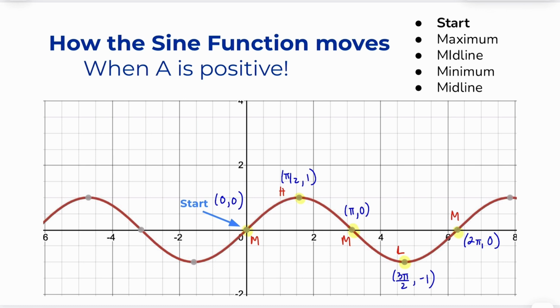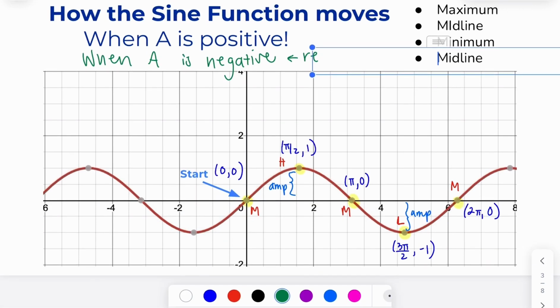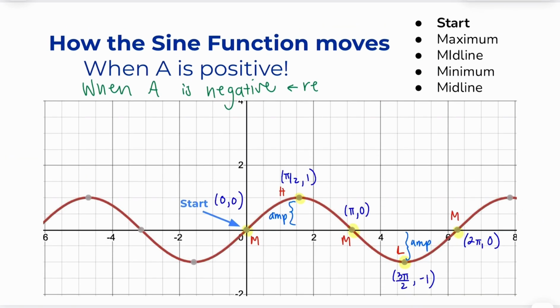Okay, I'm going to go ahead and, in green, show you what happens when A is negative. When A is negative, our amplitude is still the same. So this distance right here is my amplitude, and this distance right here is my amplitude. When A is negative, it's a vertical reflection.